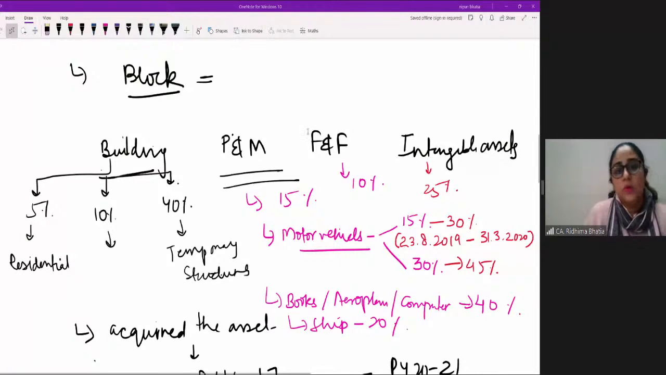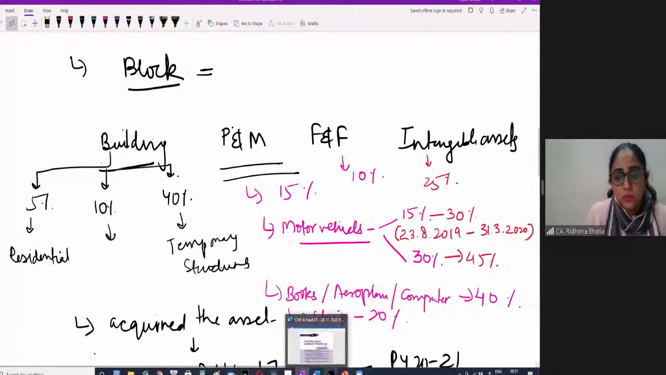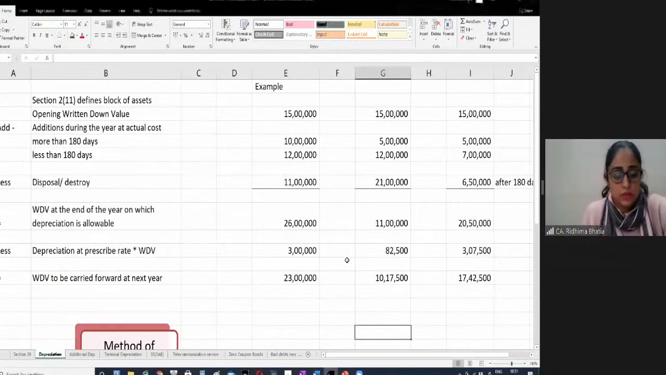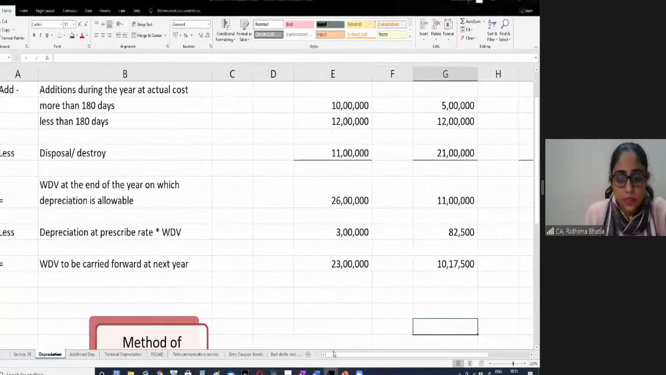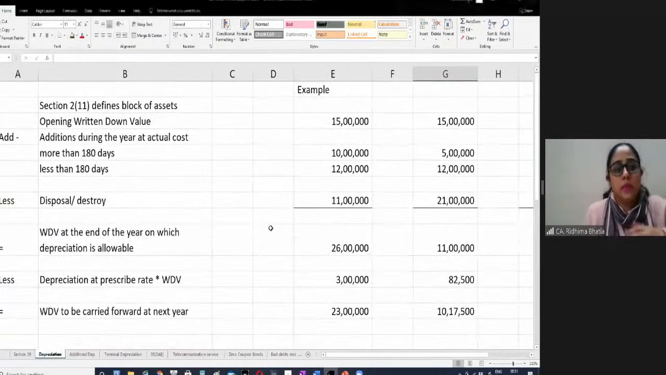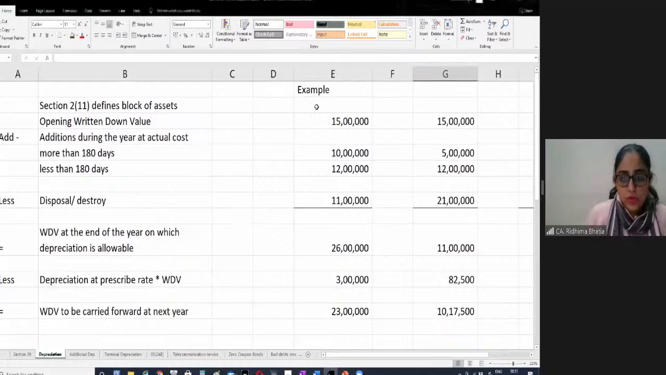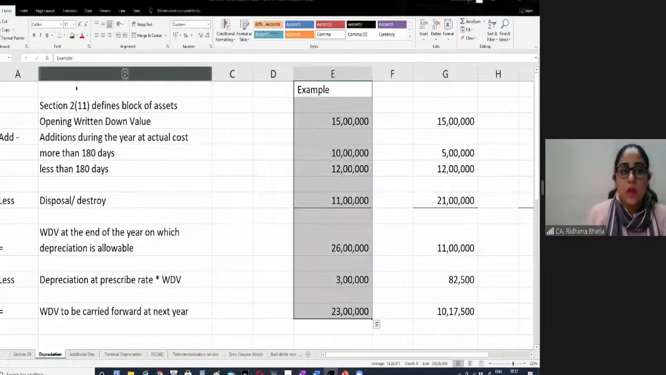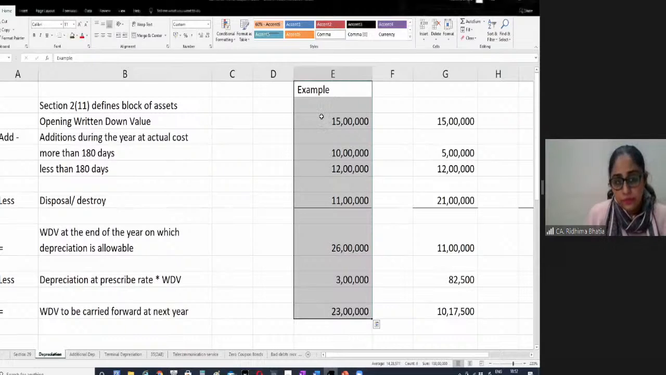Now let me do an example for you. On this screen, I hope you can see. Yes. Now here again, I have for you an example. Just focus on this. I have opening written down value of 15 lakhs.